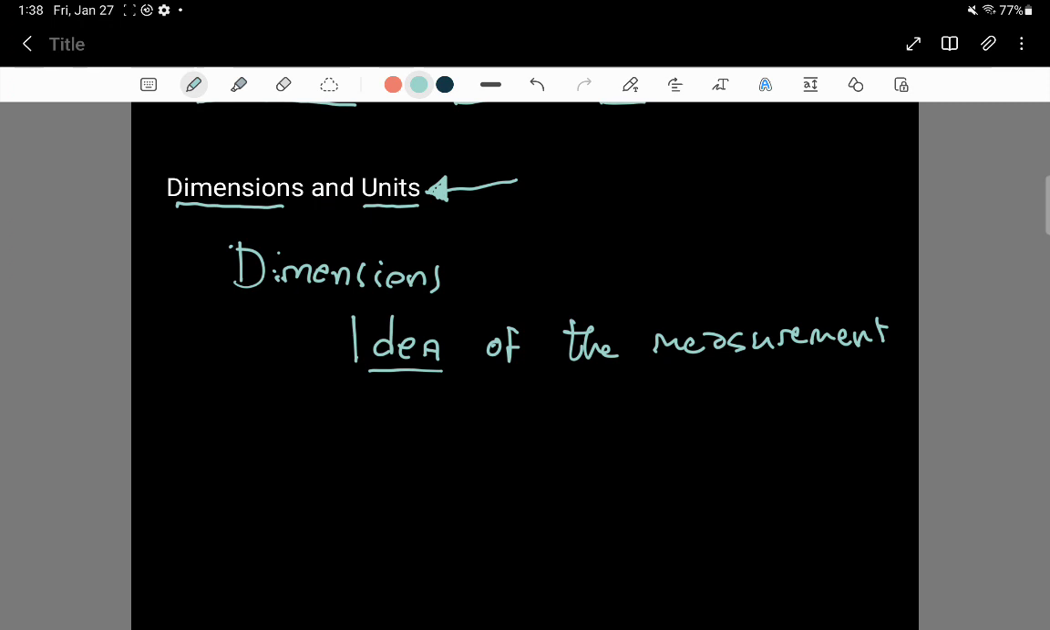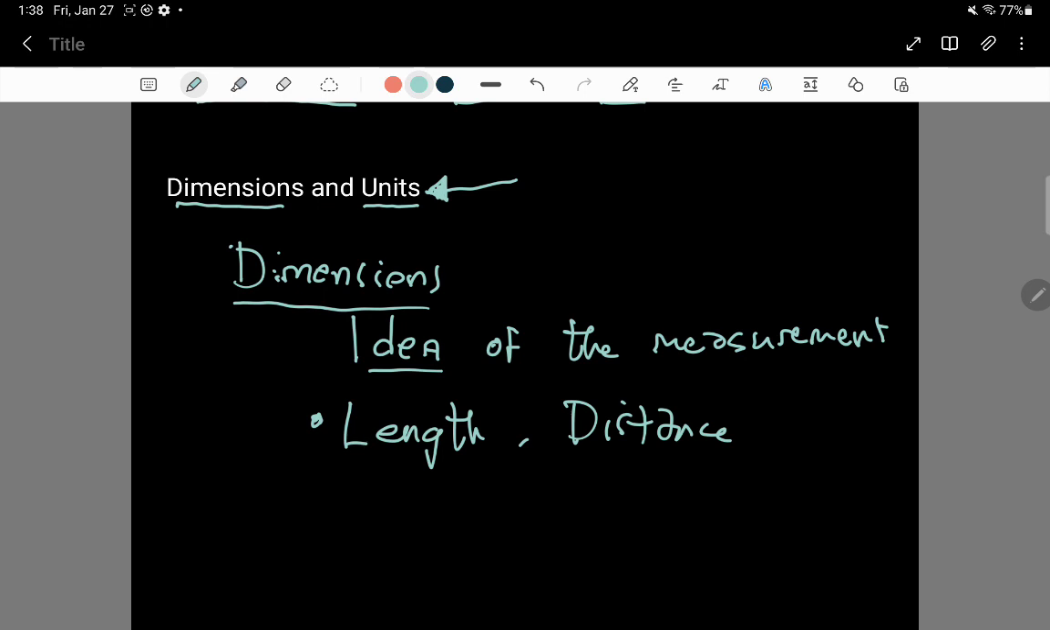So the first example of a dimension of measurement, or a dimension for physical data, is just the dimension of length or distance, right? So this is a particular dimension or thing to measure. It's an idea to measure. Another one is time duration.